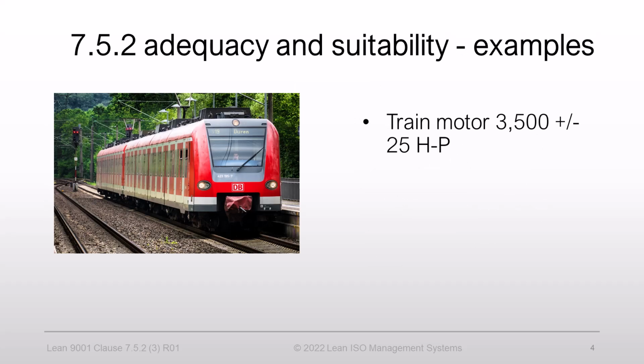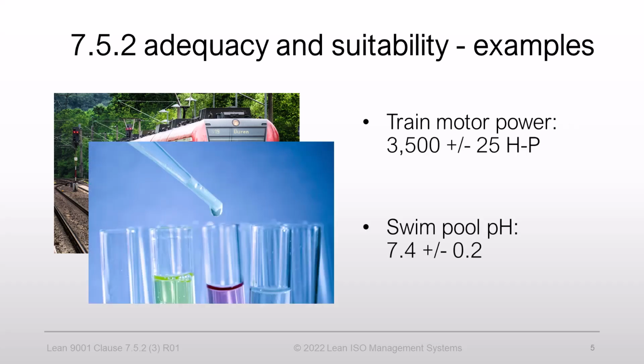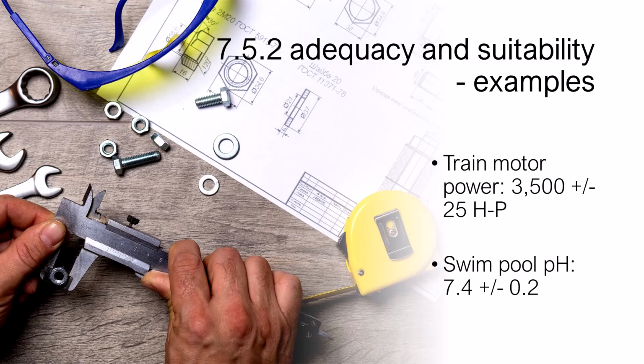For example, if your customer asks you to design a train with a 3,500 horsepower motor, you have to prove that the motor meets this specification. If your pool requires a pH of 7.4 plus or minus 0.2, you will use a pH meter to show that the pH is in the required range or needs to be adjusted. The validation process in these examples looks straightforward. Here are the specification numbers, and here are the test records.